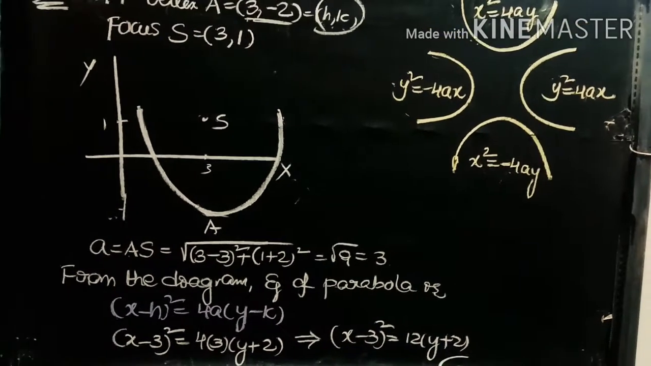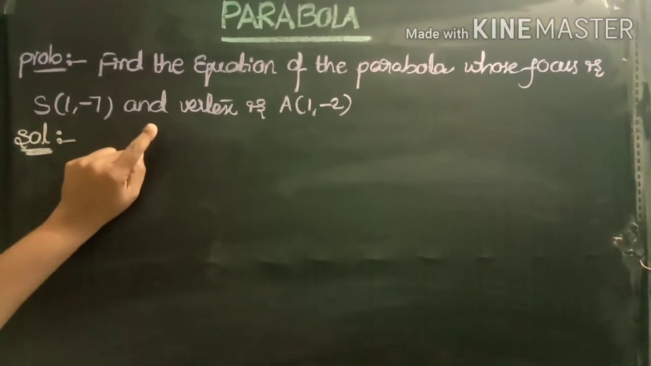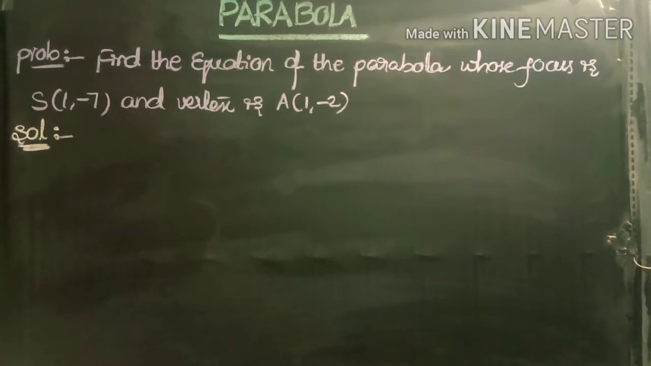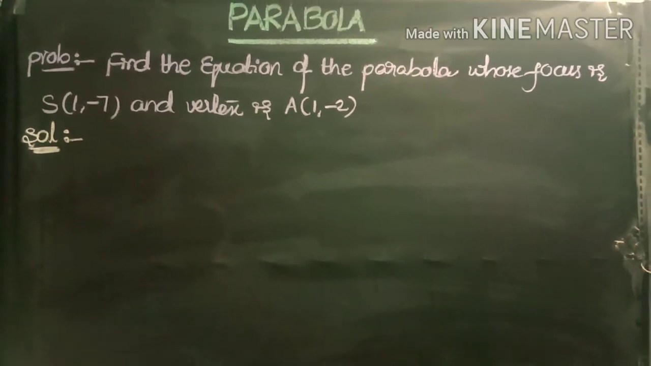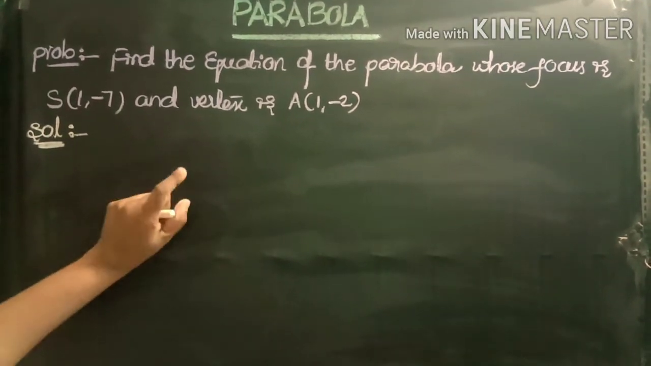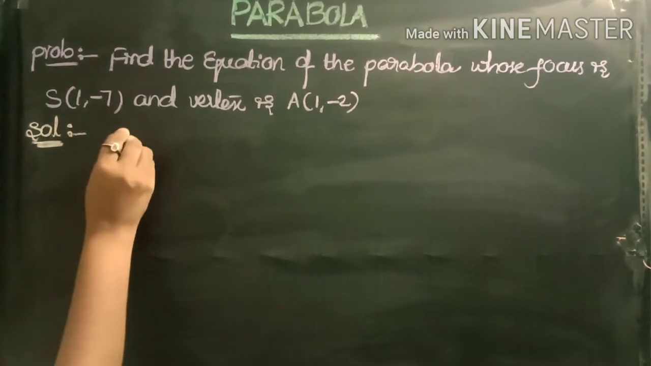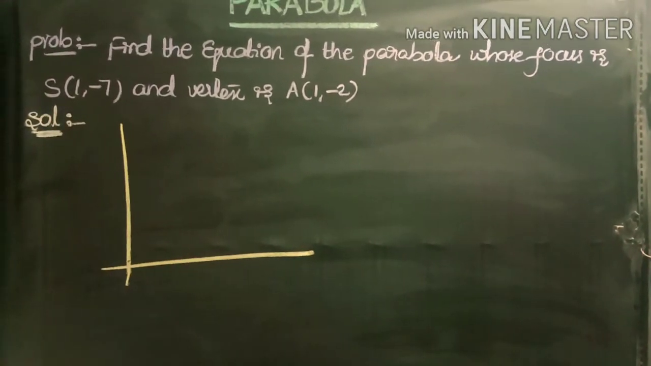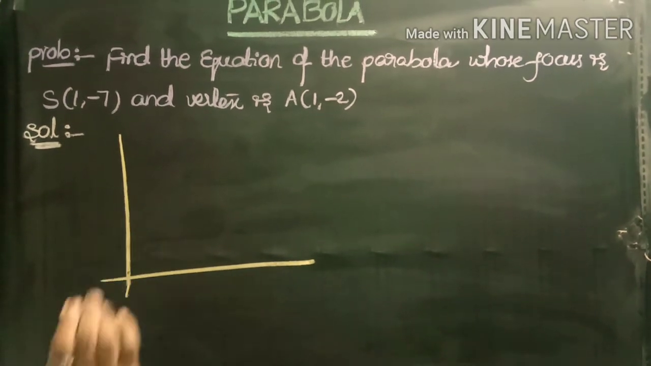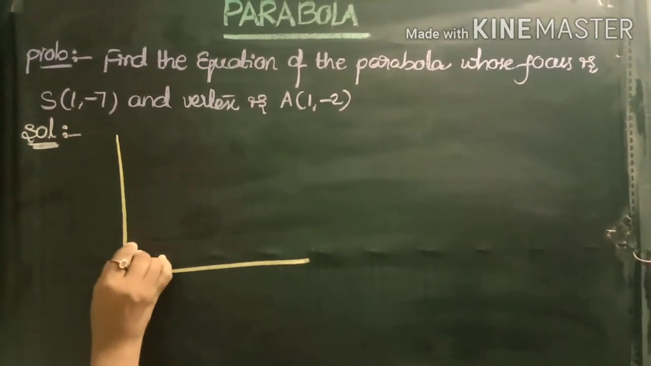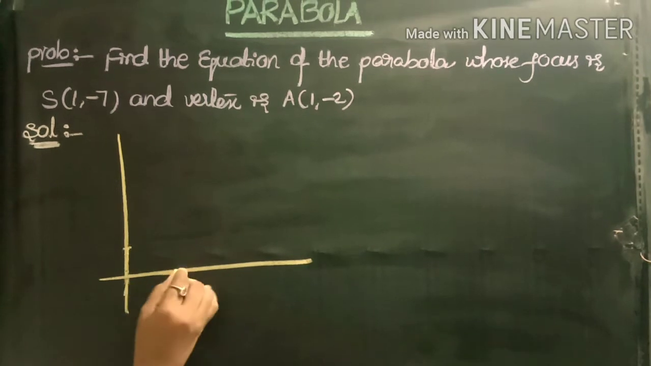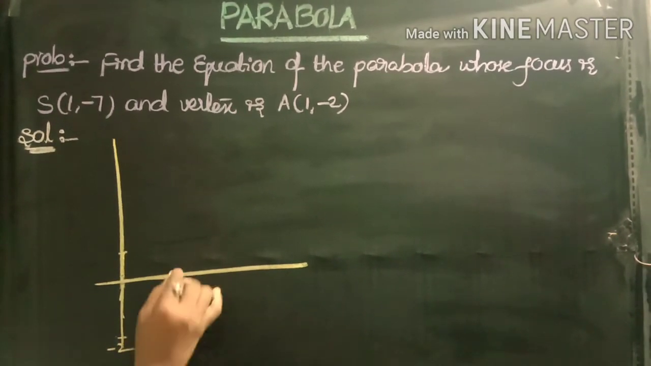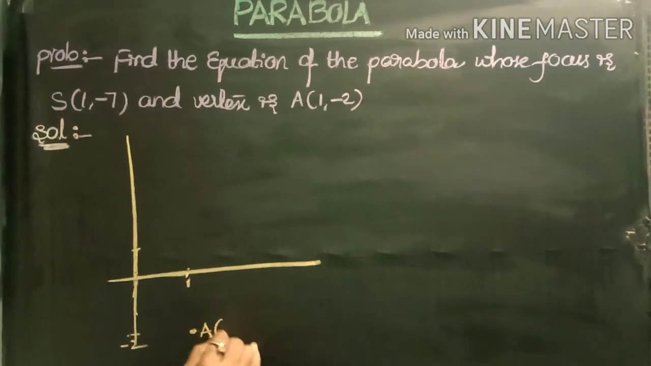That's all. Next problem: find the equation of the parabola whose focus is (1, -7) and vertex is (1, -2). Here also the focus and vertex are both given. So before finding the equation of the parabola, first I draw the parabola by using the vertex and focus. Given that the vertex is (1, -2): this is 1 and -2. This is the vertex A (1, -2).